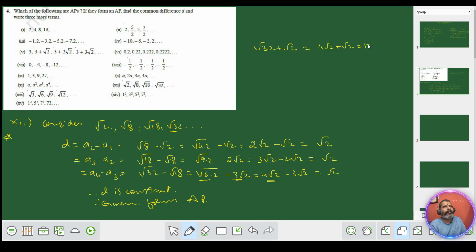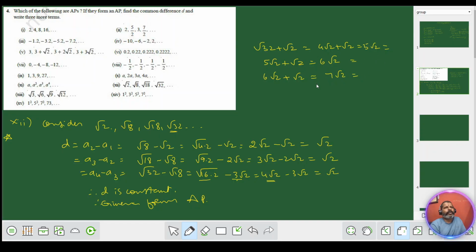Five root 2. Then you add the common difference root 2 to that, you get 6 root 2. Next term, I'll write 5 root 2 here. So take 5 root 2 plus root 2. This is 6 root 2. Take 6 root 2 plus add the common difference, 7 root 2.